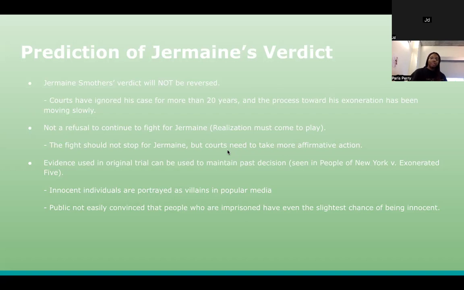And if innocent individuals are constantly portrayed as some type of villain, a murder is not a slight crime, and that's something that people will constantly see. And it's not easy for him to be able to say that he did not do it, even though there's a lot of evidence saying that he did it. But the public was easily convinced before, and it's going to be harder to flip that decision to try to turn them back onto his side.